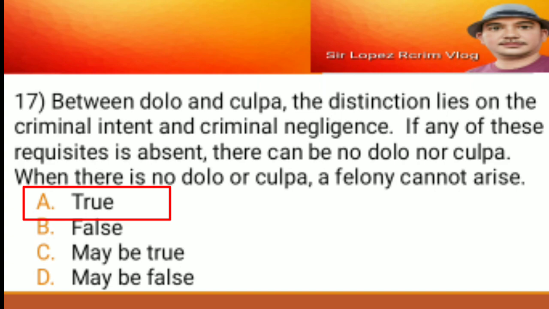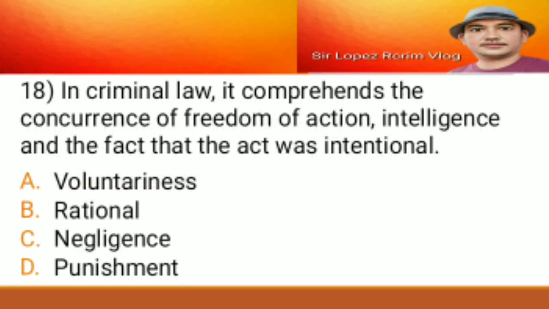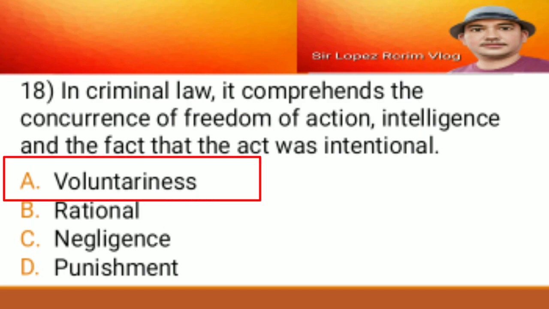Number 18. In criminal law, it comprehends the concurrence of freedom of action, intelligence, and the fact that it was intentional. Letter A, voluntariness. Letter B, rational. Letter C, negligence. Or letter D, punishment. The answer here is letter A, voluntariness.